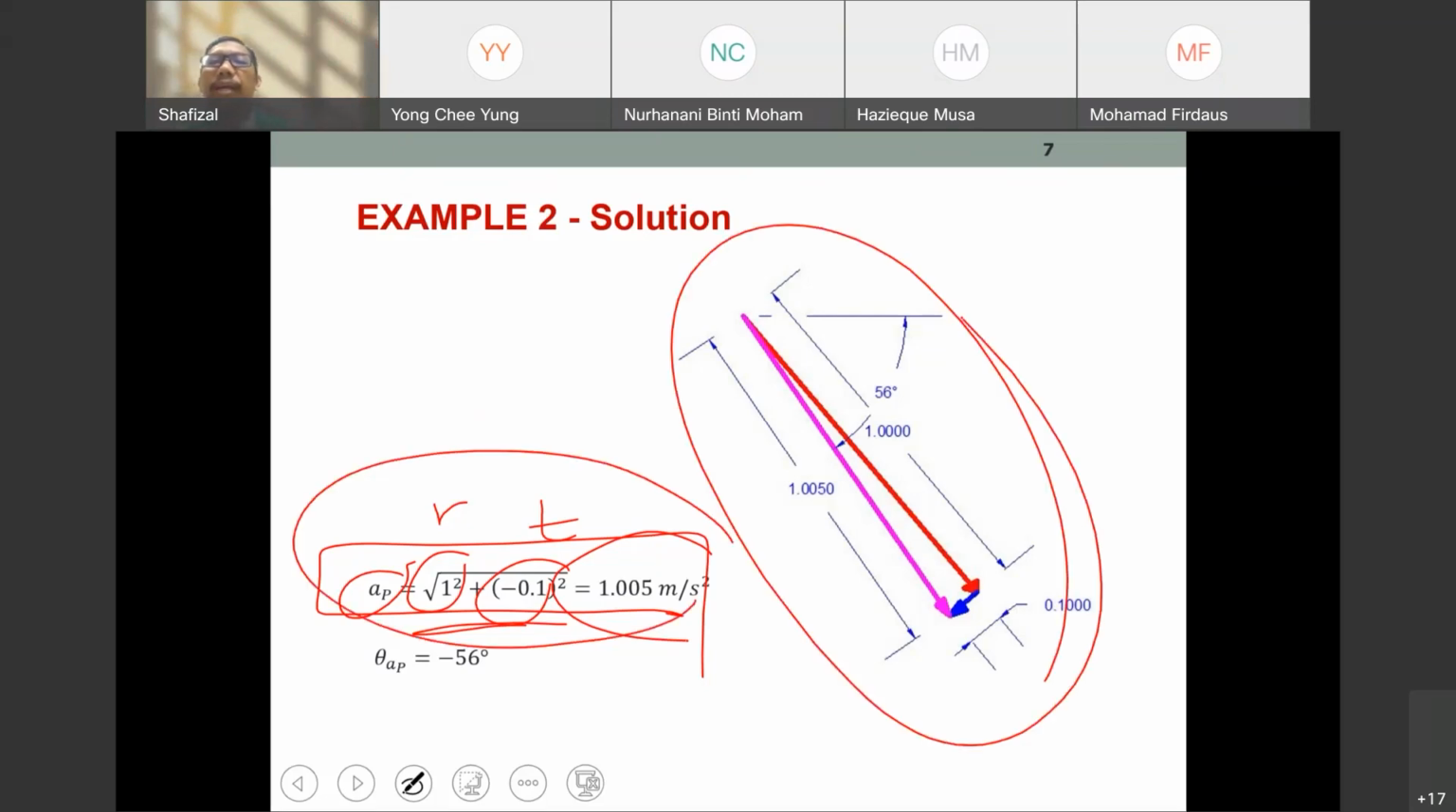Or you can also draw this. You use graphical methods. You draw and then you just measure the length. The length is equal to 1.005 meter per second square.